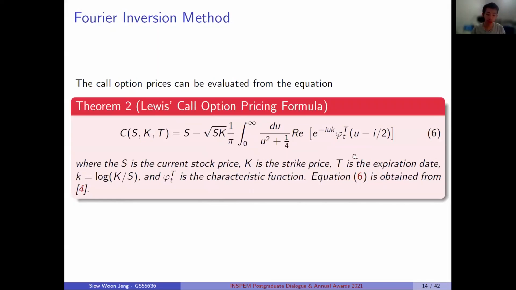So if we have the characteristic function, we can plug the characteristic function into equation number 6, which is the Lewis call option pricing formula. Then after an integration, we can obtain the call option price.